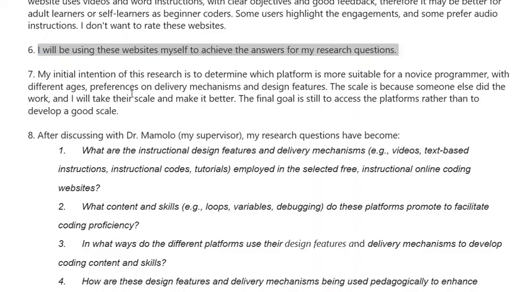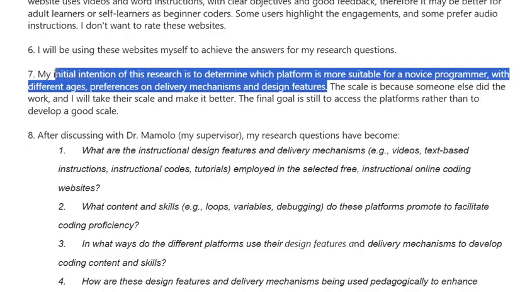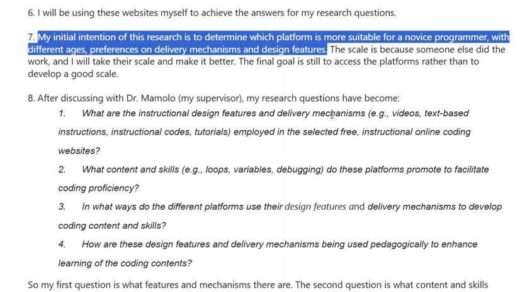Now, your initial intention was to determine which platform is more suitable for novice programmers, but I don't think you can say that because you're not actually trying it out on novice programmers. And I will take their scale and make it better. So that's good. Final goal, to assess. Yeah, that's fine.